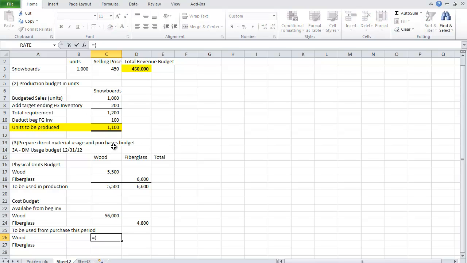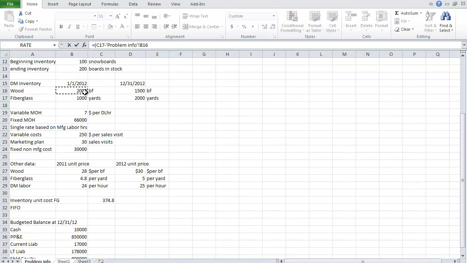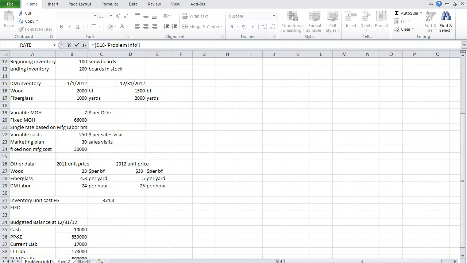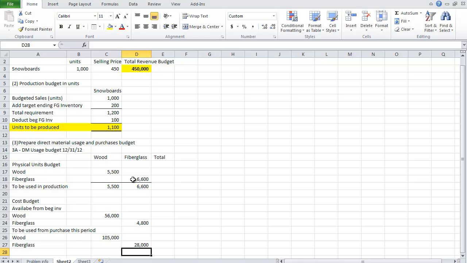So we're going to have a formula here that says take the physical unit budget, subtract from that our beginning inventory, and whatever that difference is, multiply that by the $30 that we anticipate for 2012. Okay, let's do that also for the fiberglass. Our starting point is the 6,600 physical units that we need to be used in production. From here, we subtract out our starting point, which would have been 1,000 yards. Then we multiply this difference by the $5, which is the anticipated price for 2012. And that'll get us those costs.